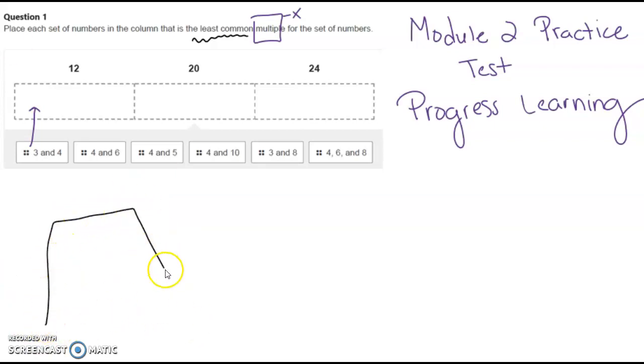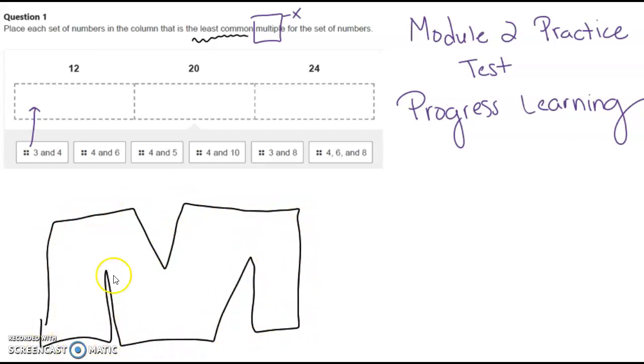Again, I'm going to draw these M's for the first couple of them, but you do not have to draw the M. It's more of a visual thing. So we have 4 and 6. Again, I'm just going to list off some multiples of 4. So 4, 8, 12, 16, 20.